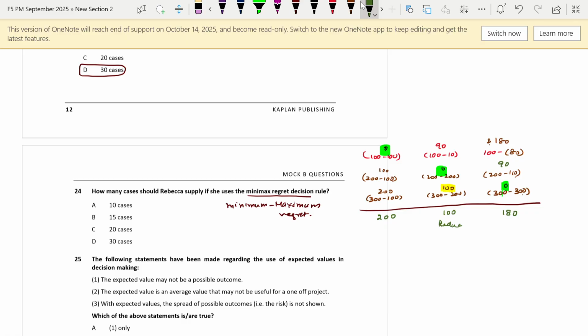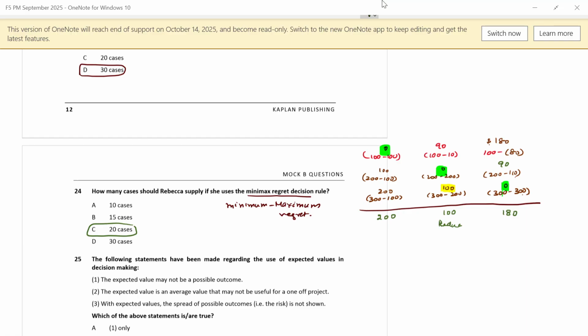If you are supplying 20 cases, we can minimize the regret. Minimizing the maximum regret as such. Are you clear about this? Yes. Minimizing the maximum regret rule means you have to take the minimum value of the maximum regret that we will have. Next, what about this?